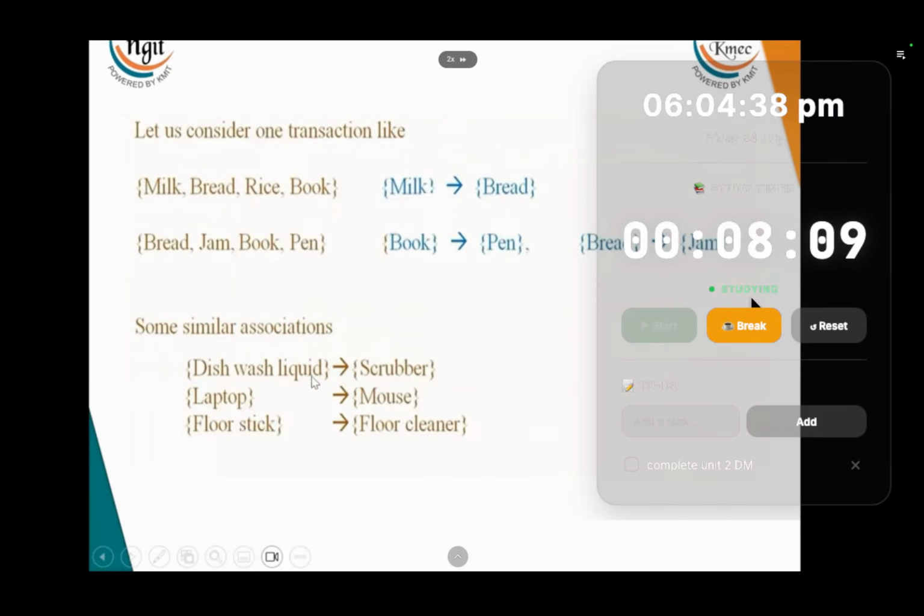Next, book with pen. In a similar way, there are different associations. If you are buying a laptop, there is a possibility that most of the people will buy a mouse, floor stick, floor cleaner, dishwash liquid, scrubber. In this way, we'll generate all the different rules.